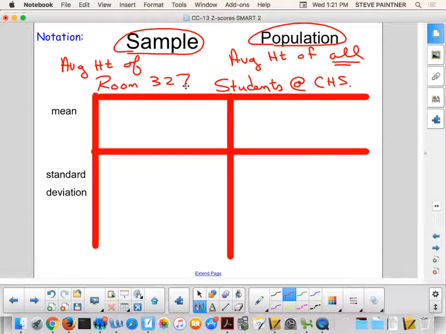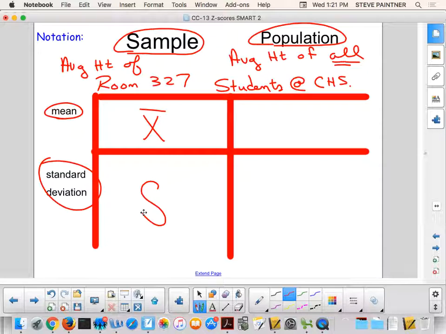Okay. So here's the deal. When you get to Providence Stats, mean and standard deviation, you know what that is. The mean for your sample is this. The standard deviation for your sample is s. It's not sigma. When you do samples, standard deviation is s. The mean is x with a bar above.